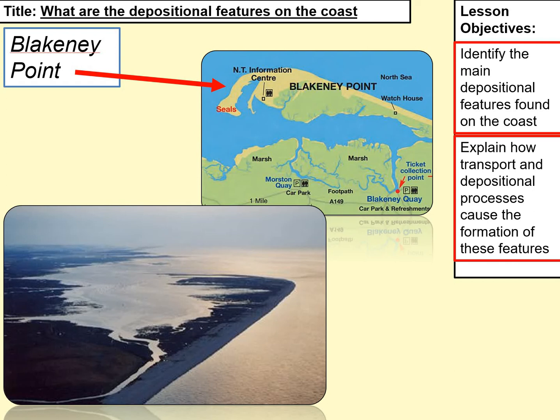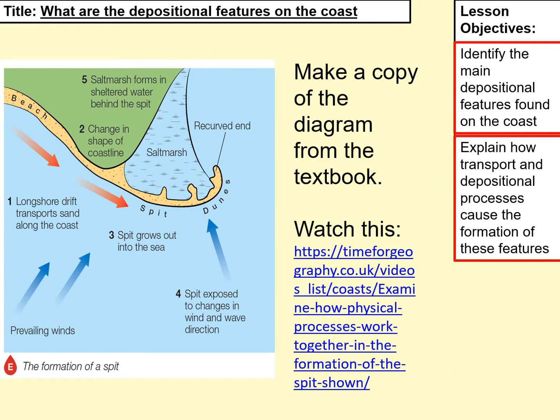Behind them, they are protected and sheltered where salt marshes form. I'd like you to make a copy of the diagram with all the annotations. You can see your process of longshore drift there, elongating that spit at the sudden change in the shape of the coastline. There's another video here which I would suggest you watching, which will just further inform you of how this process is actually formed.